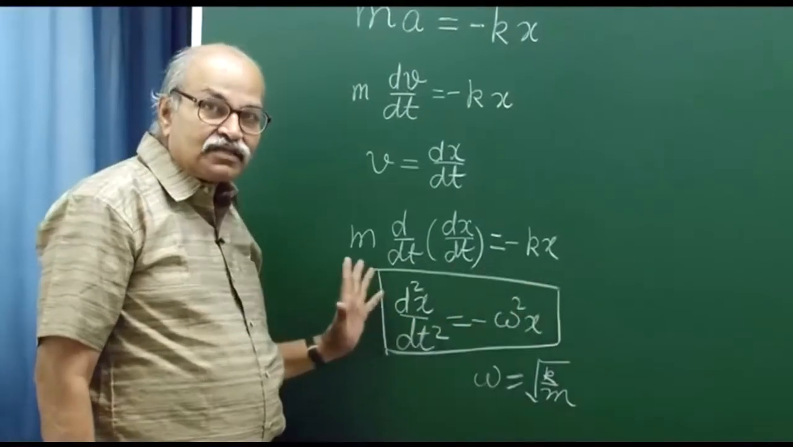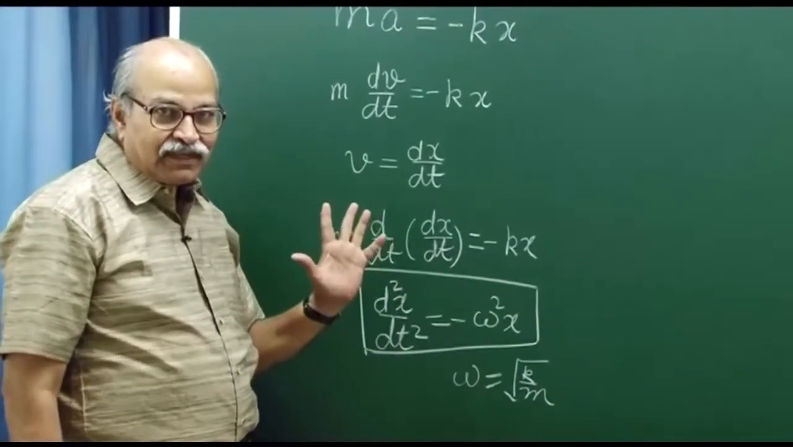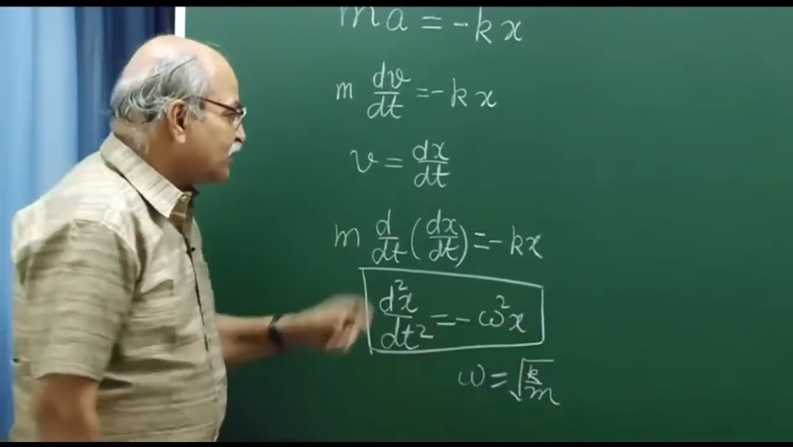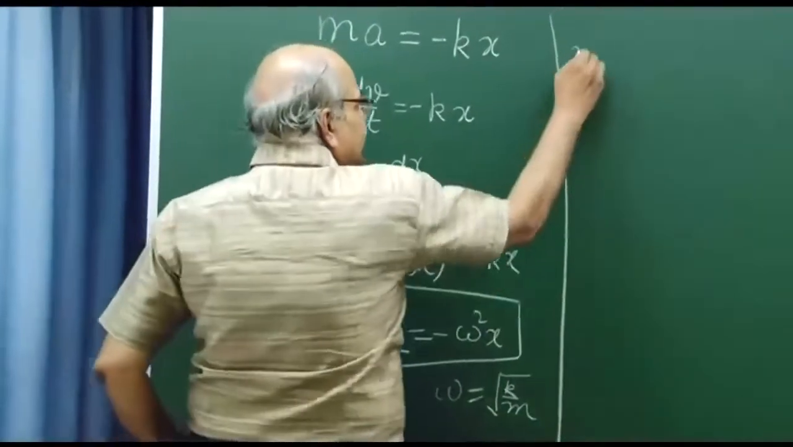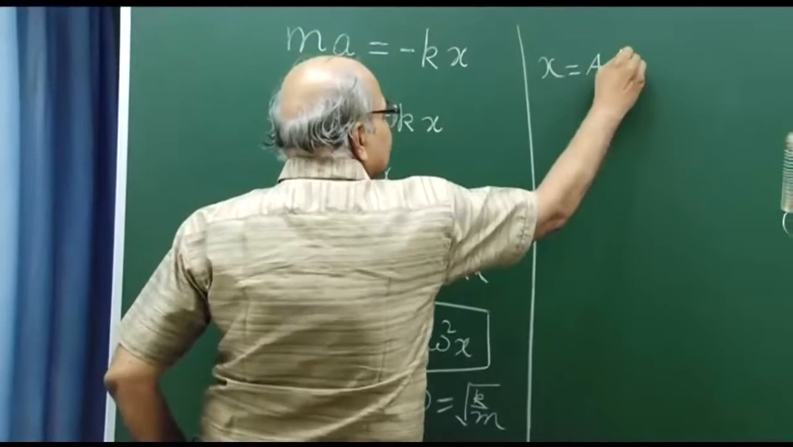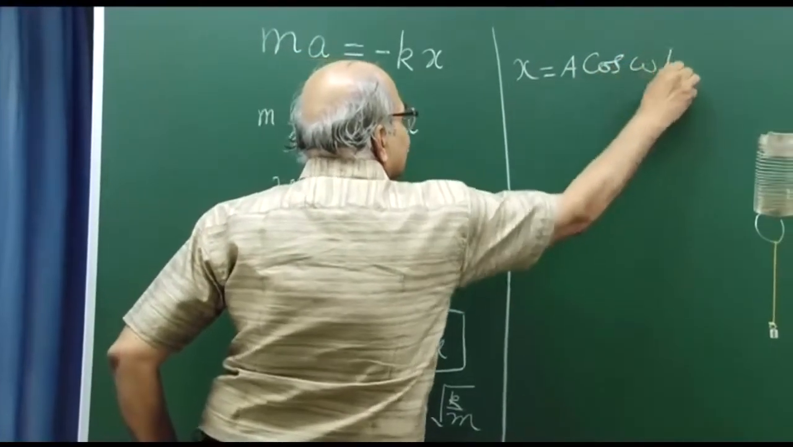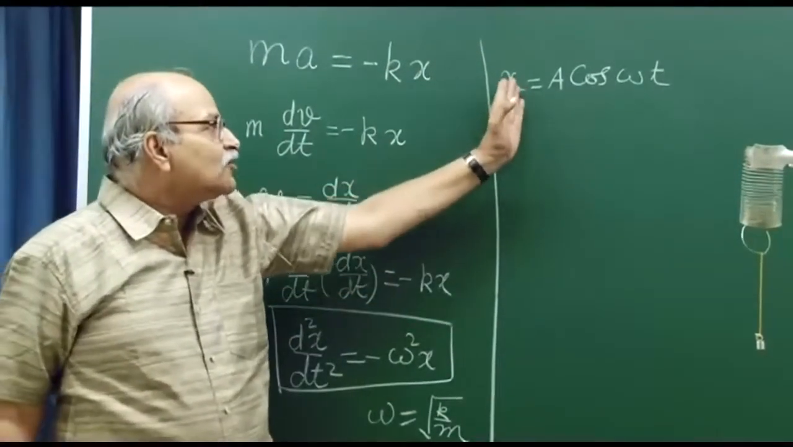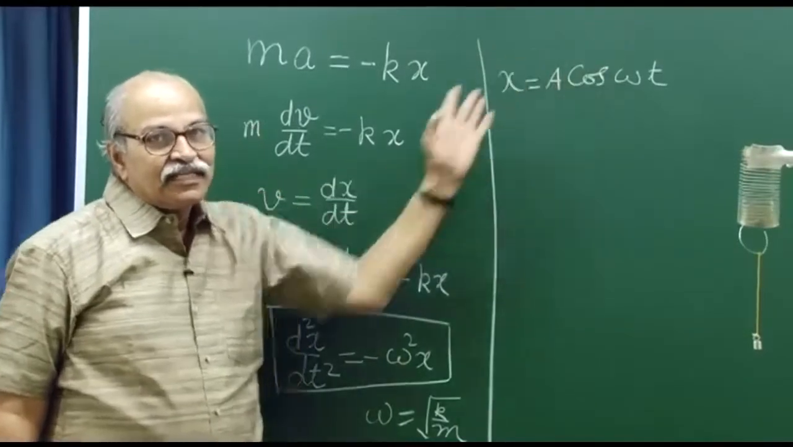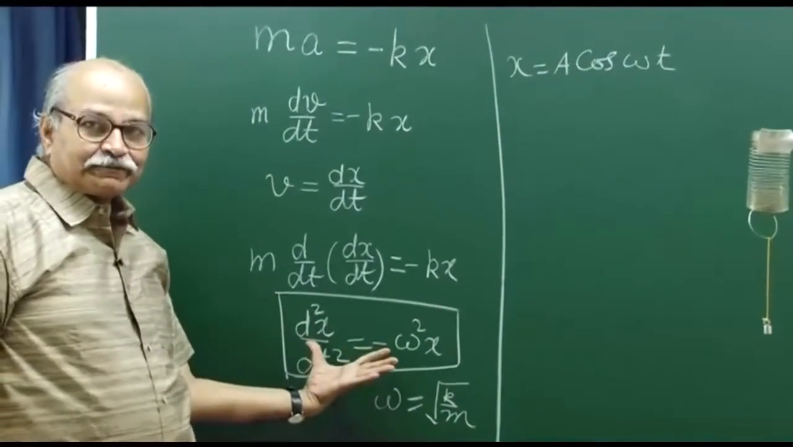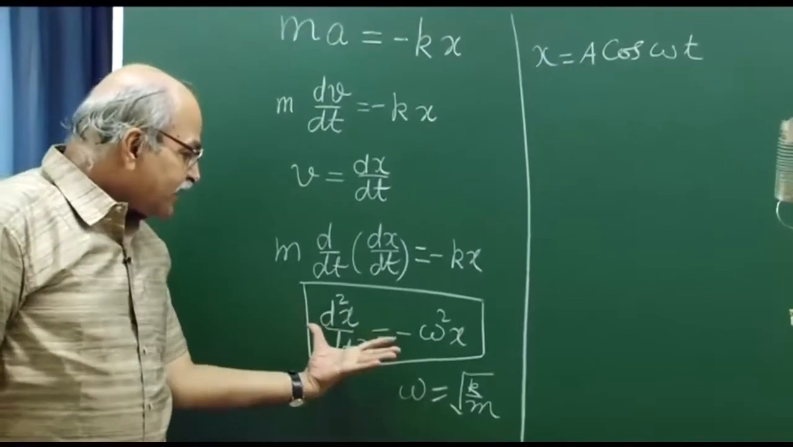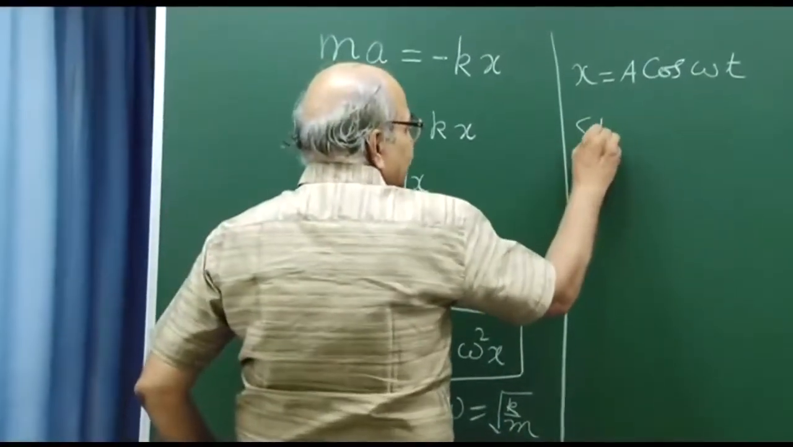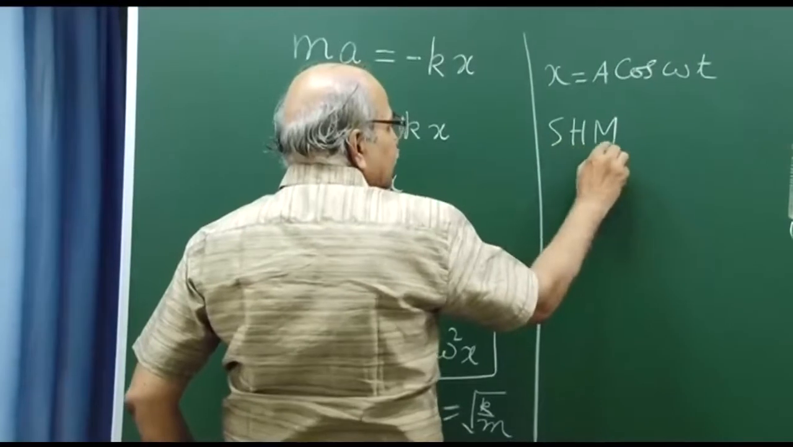If a system follows this kind of equation, then this x will oscillate in time, and you can write this x as some constant times cosine of omega t, or omega t plus phi, or sine omega t. This kind of dependence of position on time will result if you have this basic equation. And if that is the case, this kind of motion is known as SHM, simple harmonic motion.